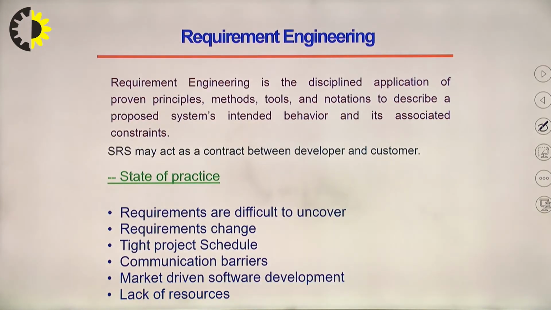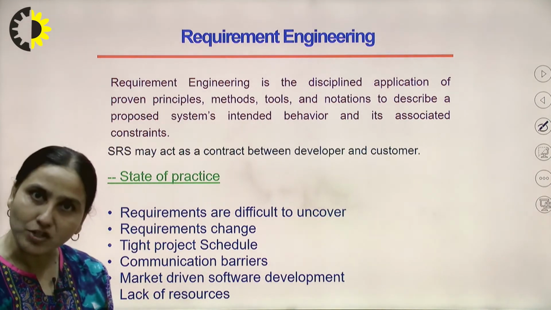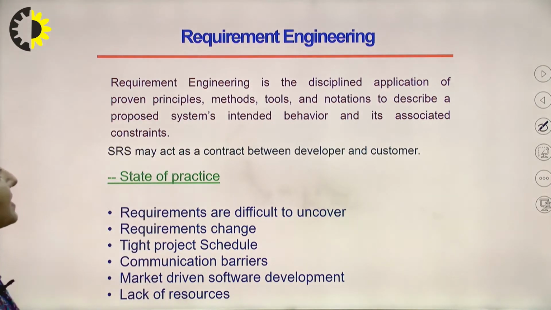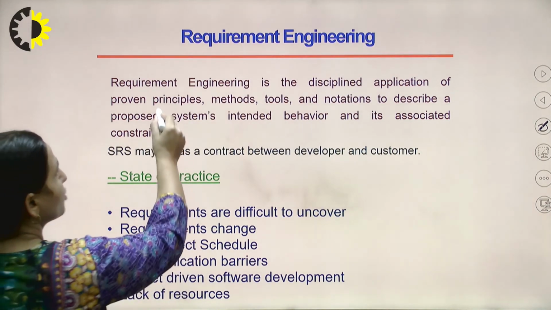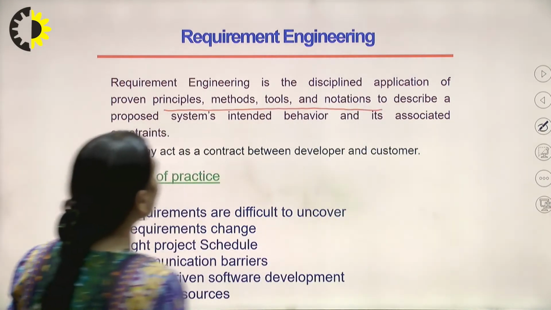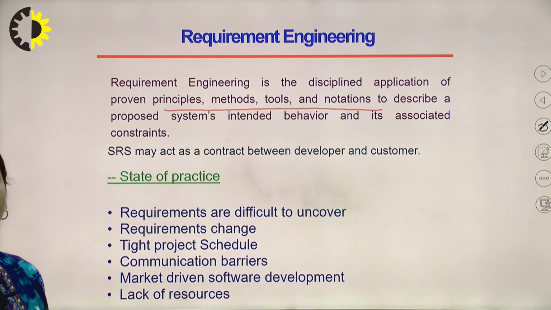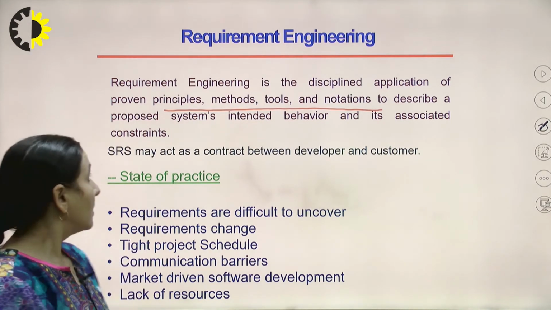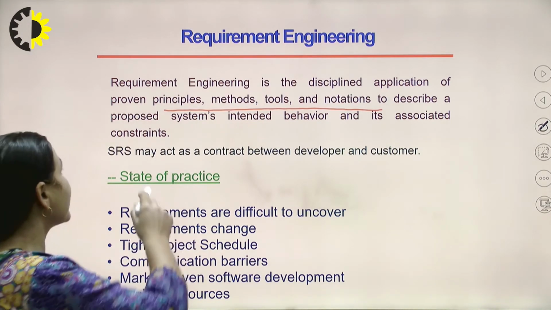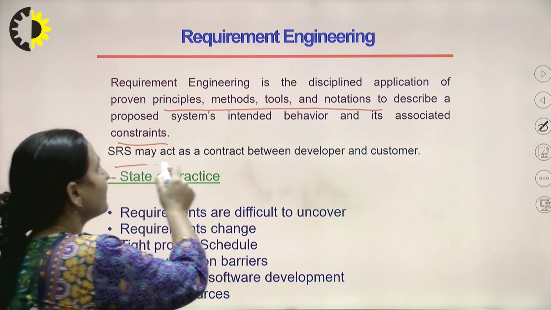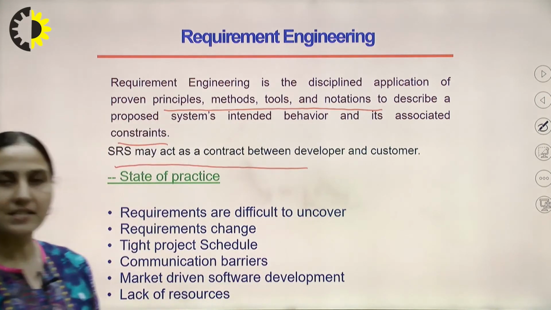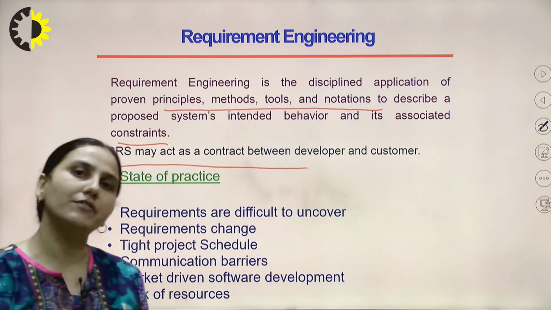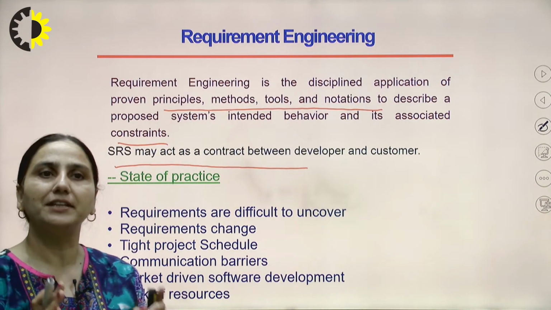Now, as far as the definition is concerned, what do we understand by requirement engineering? Requirement engineering is the disciplined application of proven principles, methods, tools and notations used to describe the proposed system, that is, what we are looking for from the system, its intended behavior and its associated constraints. Again, the SRS may act as a contract. The SRS is a document which acts as a contract between the developer and the customer.